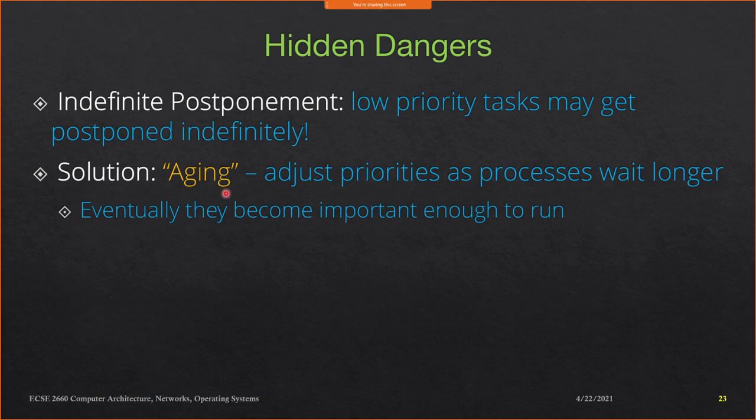Aging is essentially adjusting the priorities of a process based on how much they have waited. So if a process is waiting for a long time to get the CPU's attention, increase its priority. In other words, lower its priority number so that they eventually become important enough, or higher priority enough, that they can get the CPU resource.